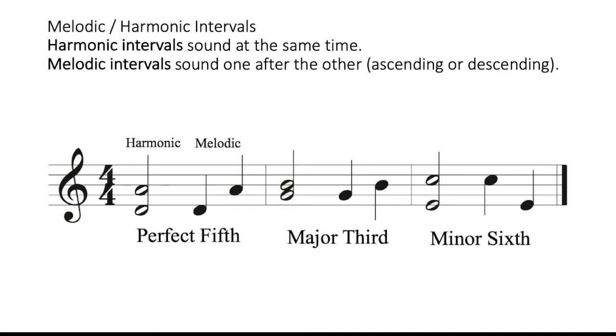Melodic and harmonic intervals. Harmonic intervals sound at the same time. Melodic intervals sound one after the other and can be ascending or descending. In the first measure, we have a harmonic perfect fifth and then a melodic perfect fifth. In the second measure, a harmonic major third, then a melodic major third. In the last measure, a harmonic minor sixth, then a melodic descending minor sixth.